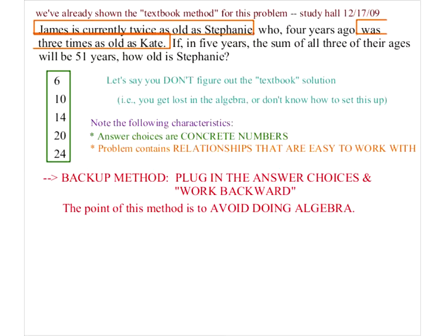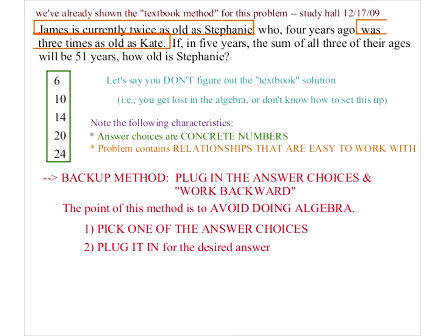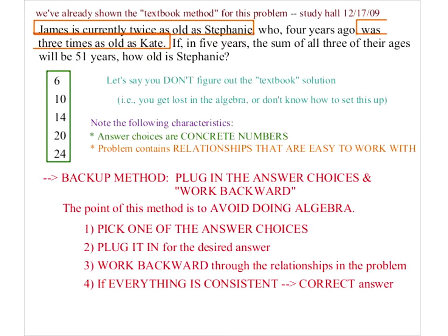Instead, here's how the method works. You pick an answer choice, you plug it in for the desired answer, work backward through the relationships in the problem. And then after you do that, if everything is consistent, then you've got the correct answer. And if there is an inconsistency, then you've got the incorrect answer.